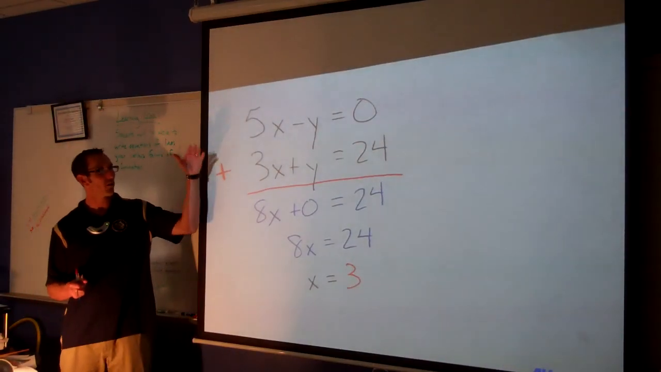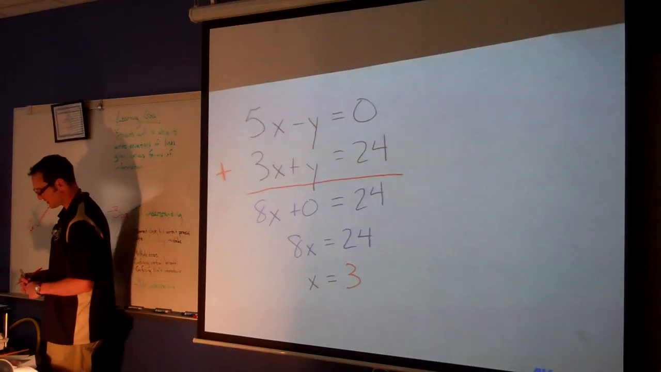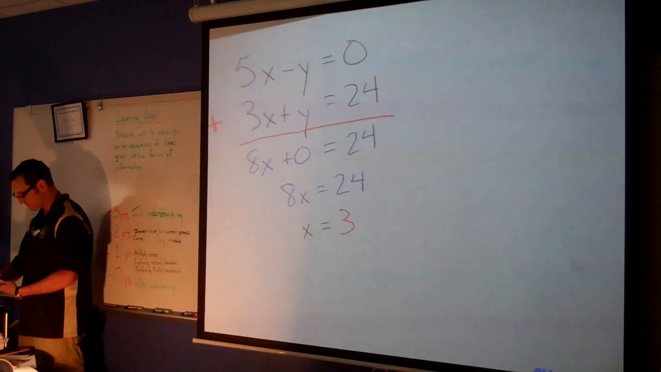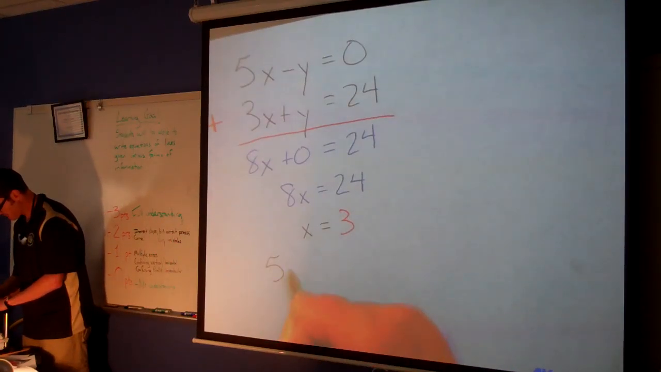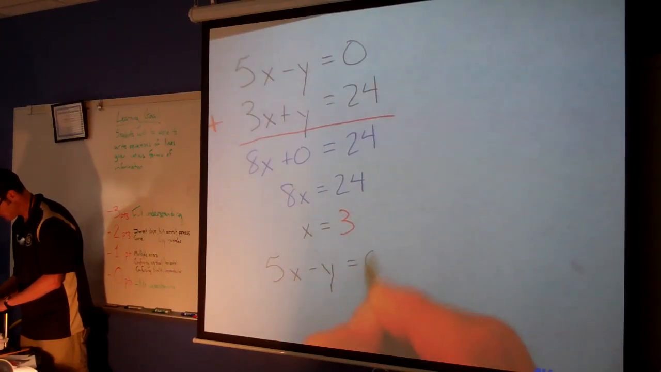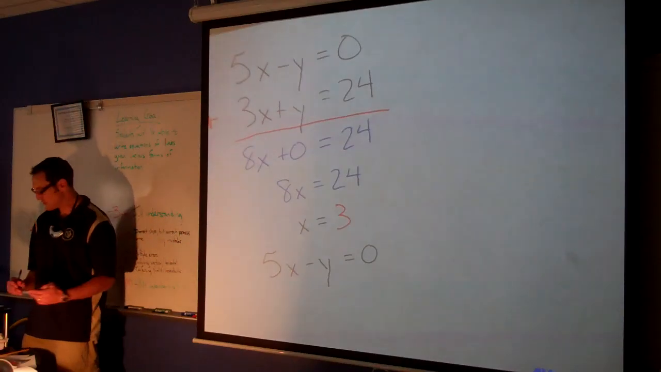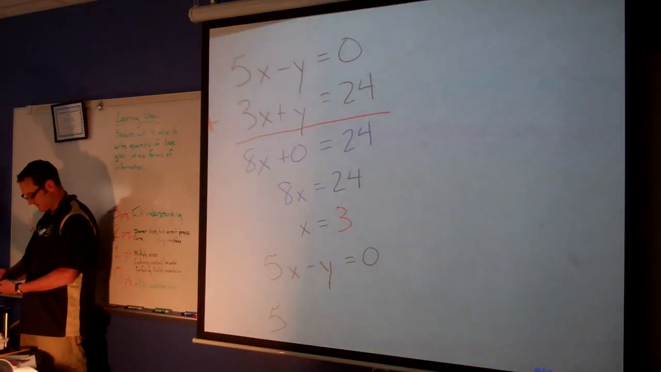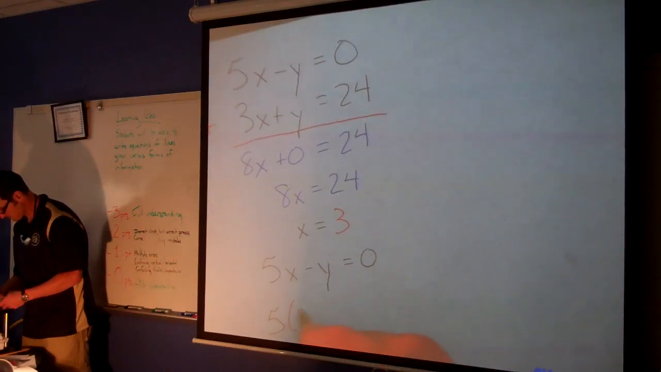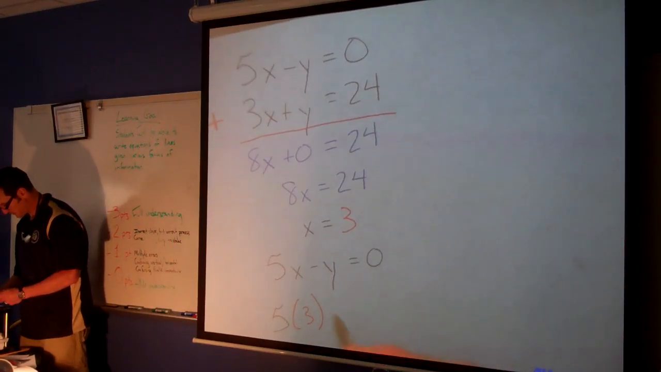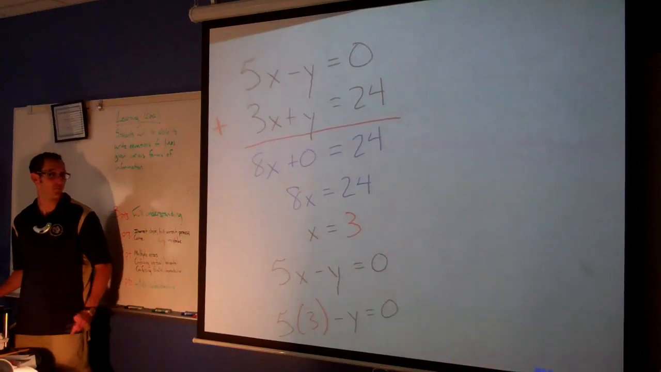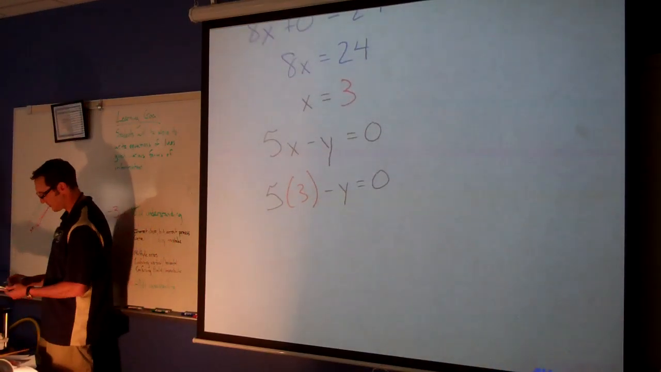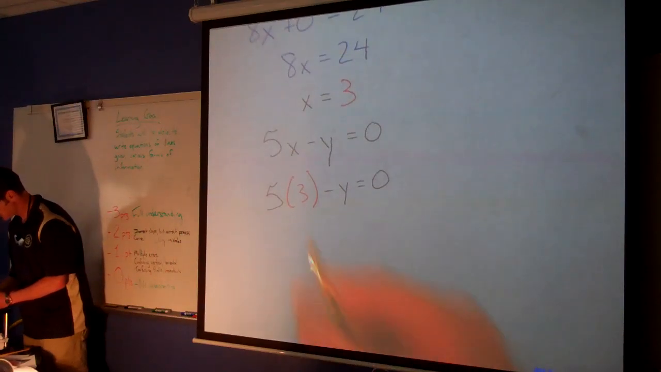What do we do with that x equals 3? Plug it back into one of the original equations. So one of the original equations is 5x minus y equals 0. But I know that x equals 3. I will substitute, not 5x, 5 times 3 minus y equals 0. So I'm plugging it back into the original equation. I'm going to solve for y. First thing I need to do is multiply.